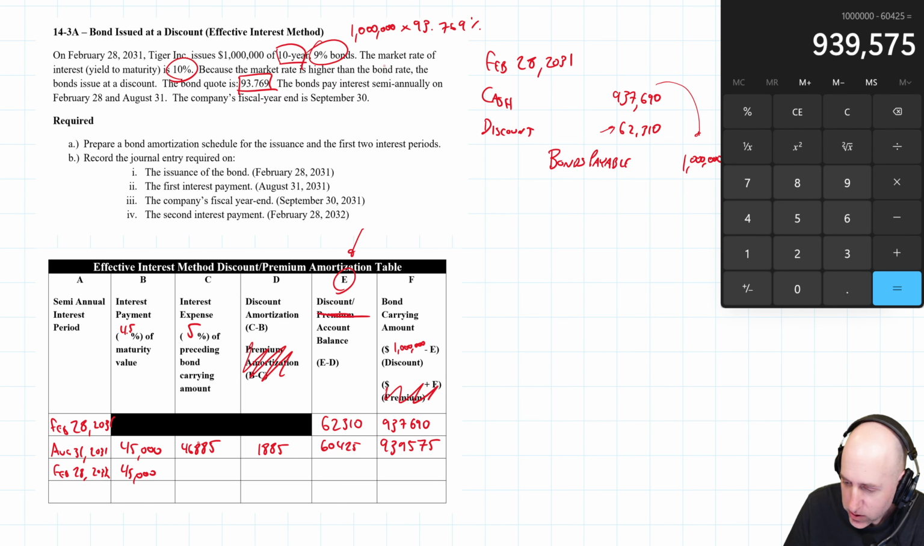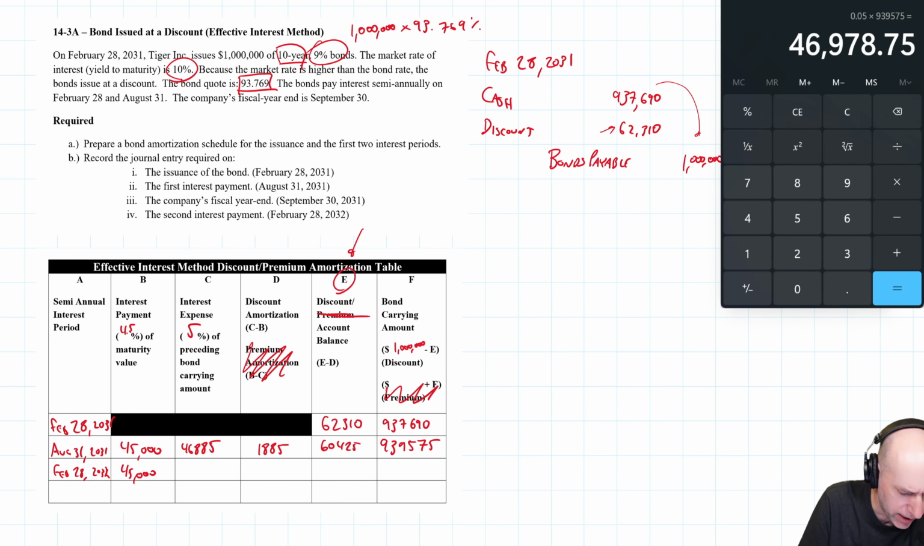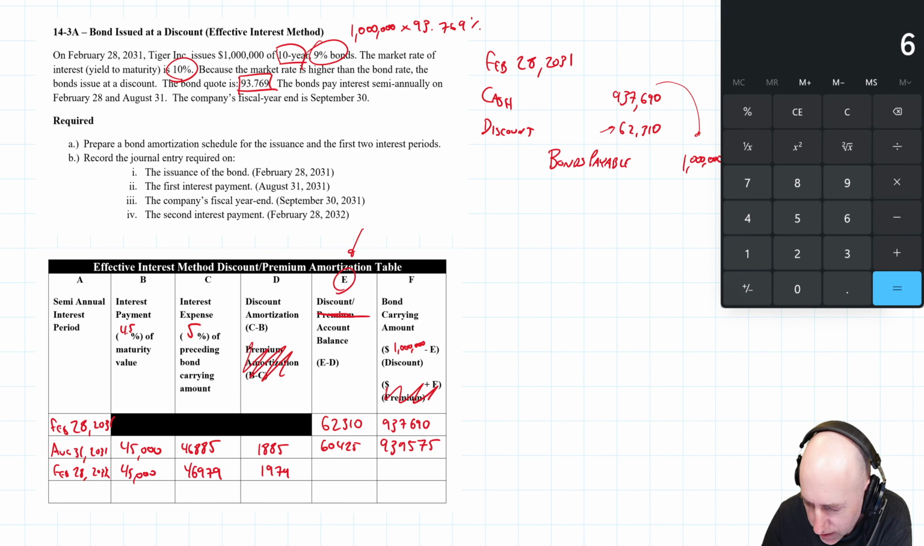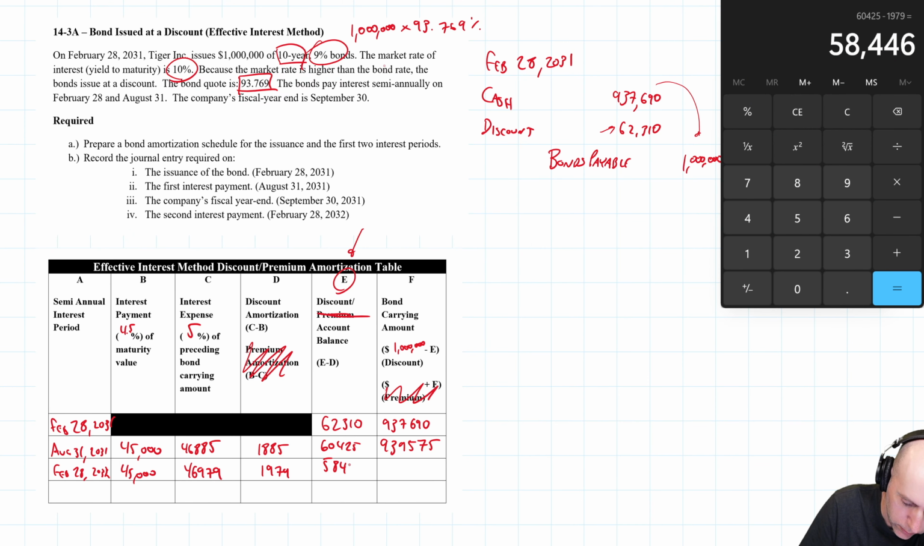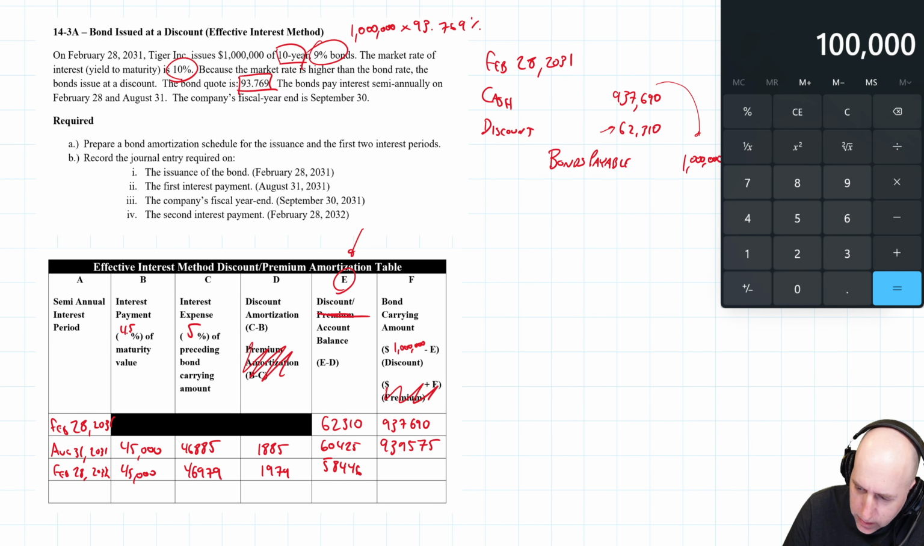Interest expense, 5% of the preceding bond carrying amount, 5% of 939,575 is 46,979. The difference here is 1,979. 60,425 minus 1,979 is 58,446. And last but not least, we go $1 million minus 58,446, and we get 941,554.